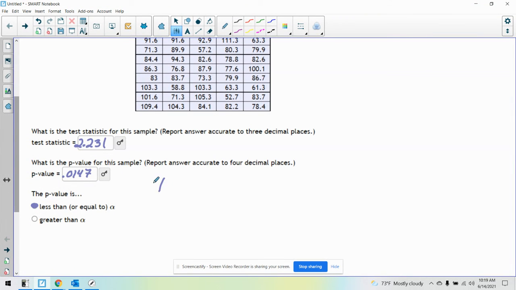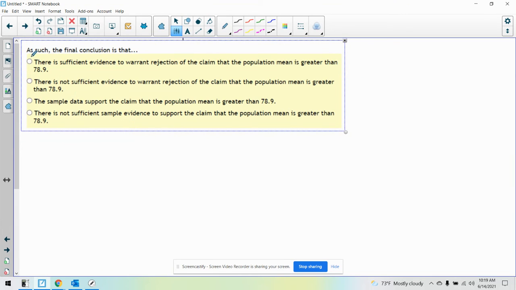So that means we can reject the null since p is less than alpha. So that means that there is sufficient evidence. The sample data supports the claim that the population mean is in fact greater than 78.9.